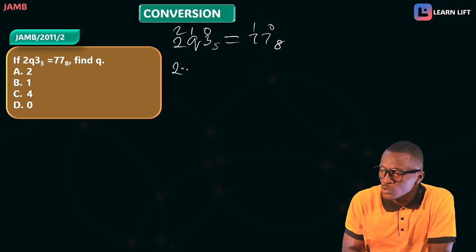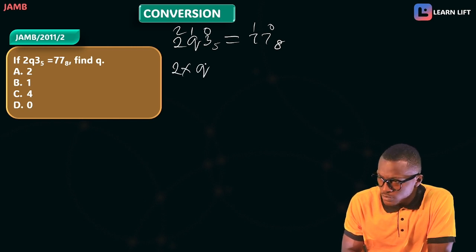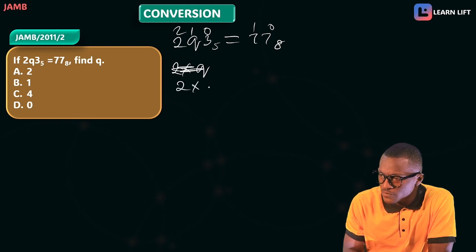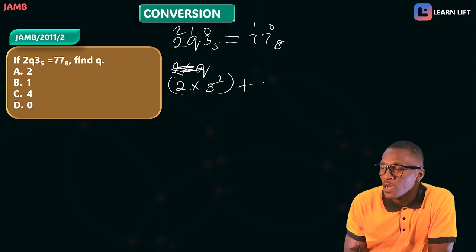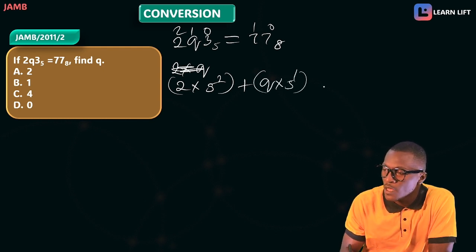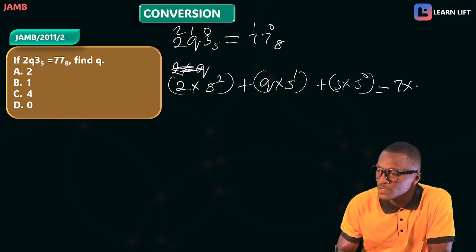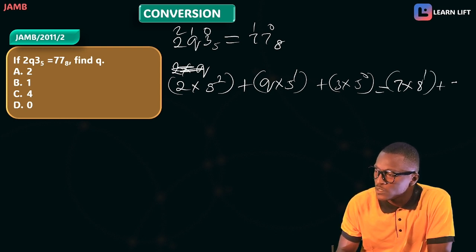So that becomes 2 times q. Sorry, that becomes 2 times 5 raised to power 2 plus q times 5 raised to power 1 plus 3 times 5 raised to power 0 is equal to 7 times 8 raised to power 1 plus 7 times 8 raised to power 0.